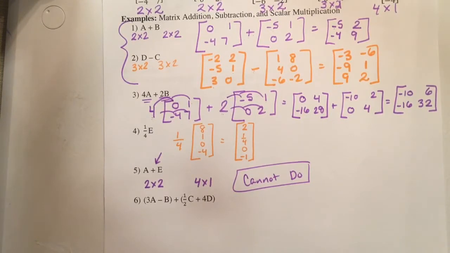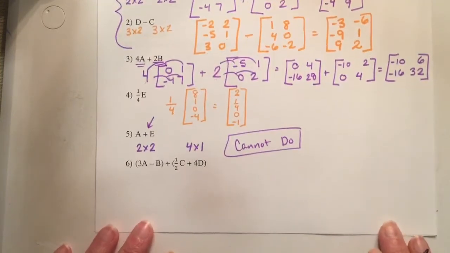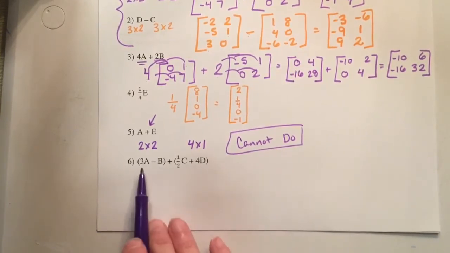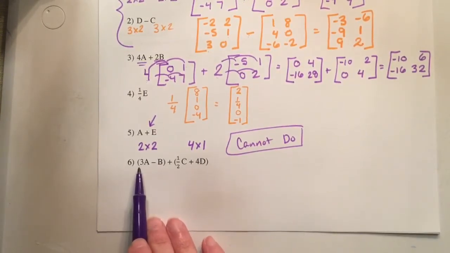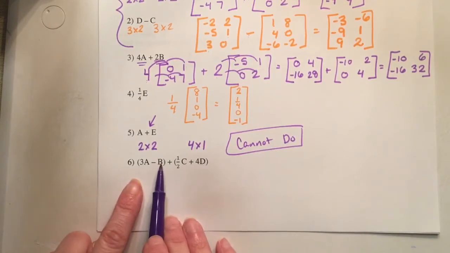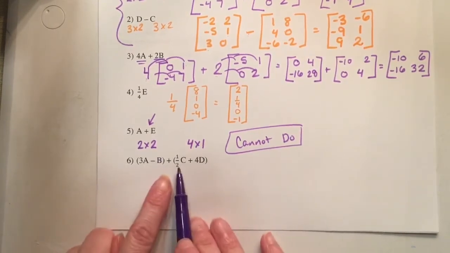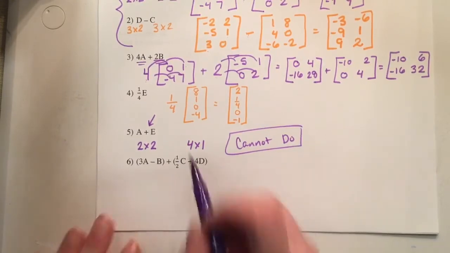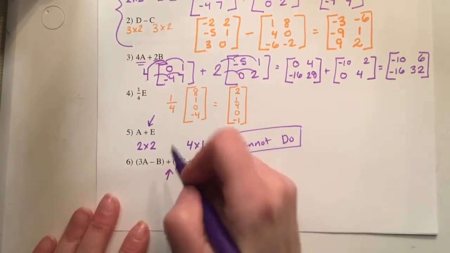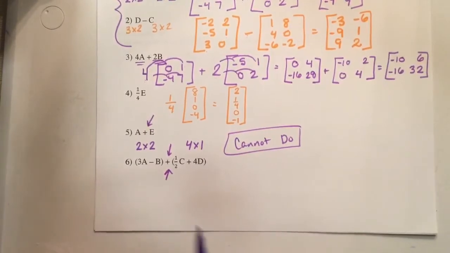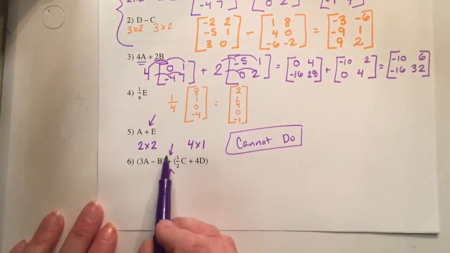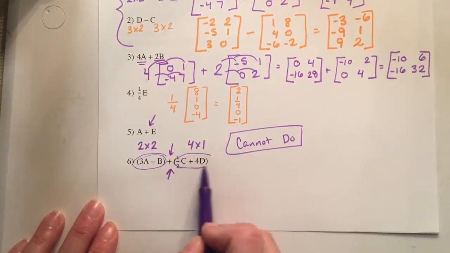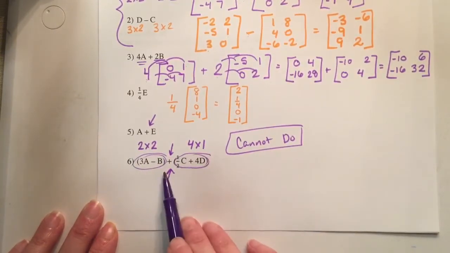It's not possible. Now, one thing that they will try to do to kind of trick you is they'll give you a big problem like this, right? You'll be like, okay, I'm going to take the A matrix, multiply it by 3, and then subtract B, because that's in parentheses. Here, we're going to take 1/2 times C plus 4 times D, and add those together. Ultimately, in order to find a solution, you need to be able to take whatever you get from applying these steps and add them together.